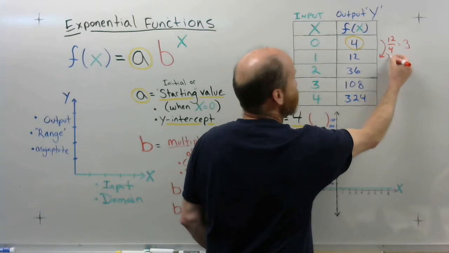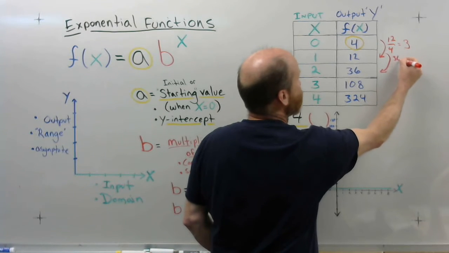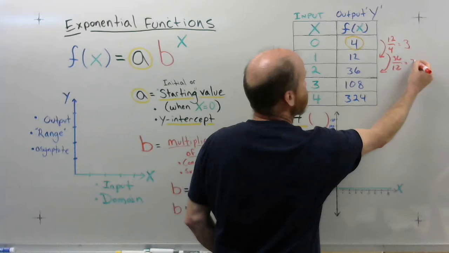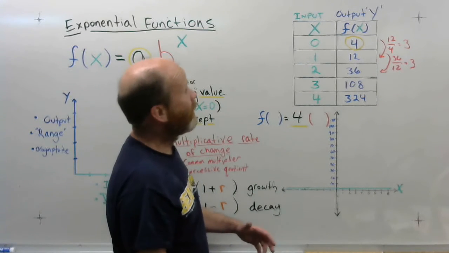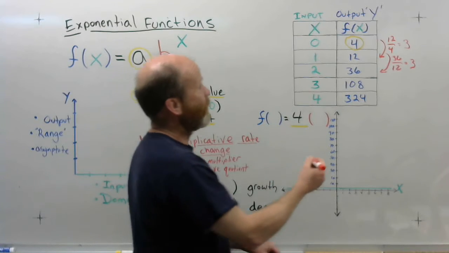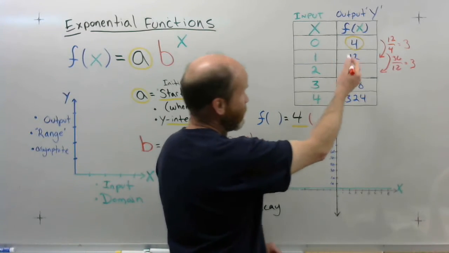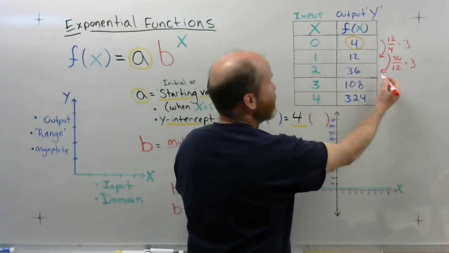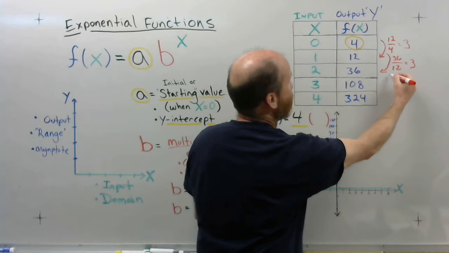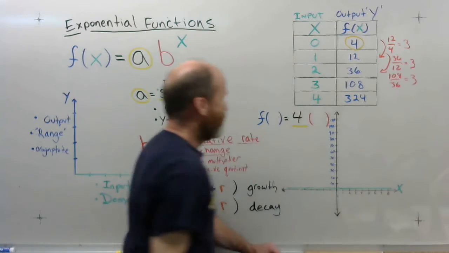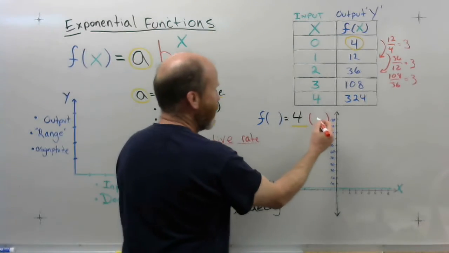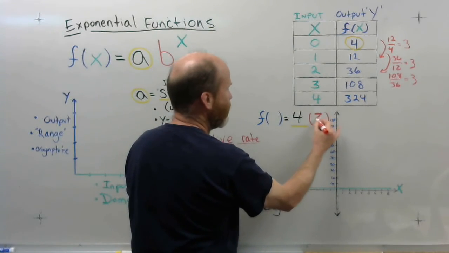That's 3. I'm going to do the same thing here. I'm going to do 36 divided by 12 equals 3. Some of you that are very familiar with multiples of 3 and multiples of 4 are seeing this straight away. So then we can go on here that 108 divided by 36 is 3. Okay, so that would mean that our b value right here would be 3.